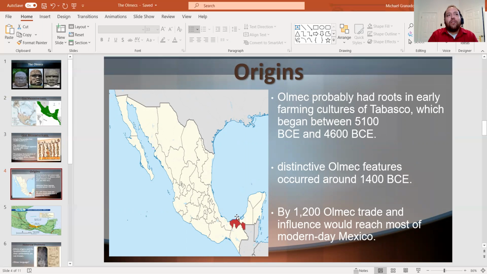Distinctive Olmec art, architecture, even a prototypical language starts to emerge by 1400 BC. Now these lines are a little bit arbitrary, okay, but this is where we start to see the distinction, the divergence between the previous farming peoples and the Olmecs. This is where they're going to start to part ways. This is about 1400 BC. By 1200 BC, Olmec civilization is in full swing, right?